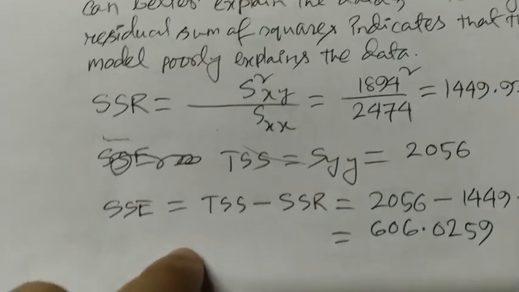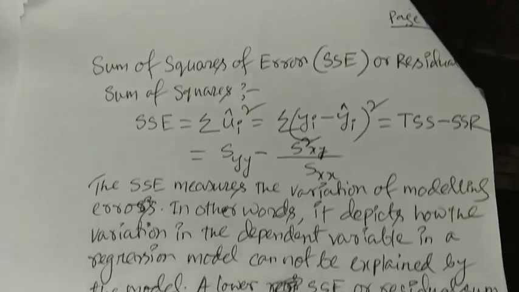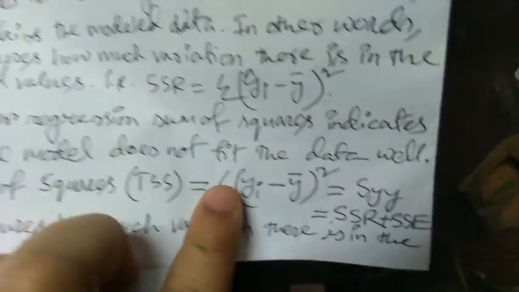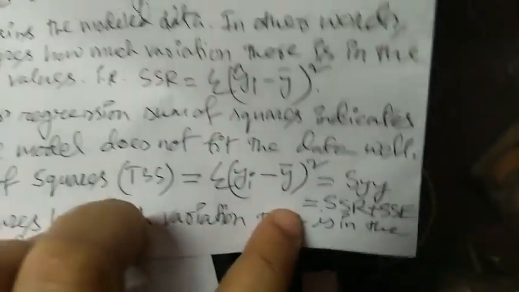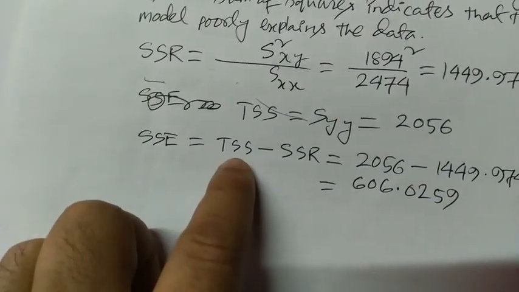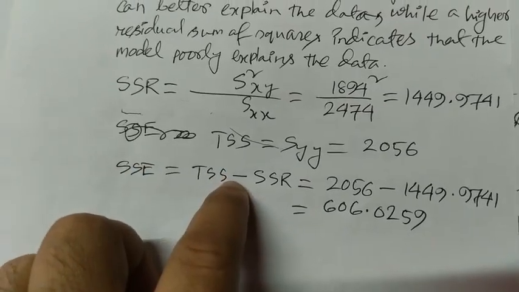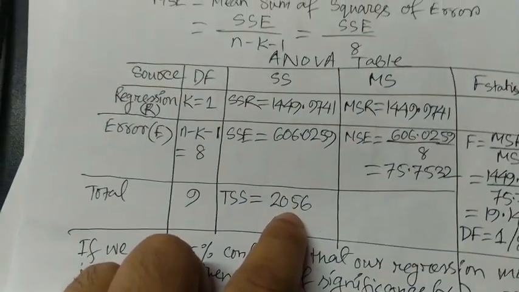You can see from the previous page, TSS is equal to SSR plus SSE. That means, in other words, SSE is equal to TSS minus SSR. That means this one plus this one should be equal to TSS, so it is equal to 2056.